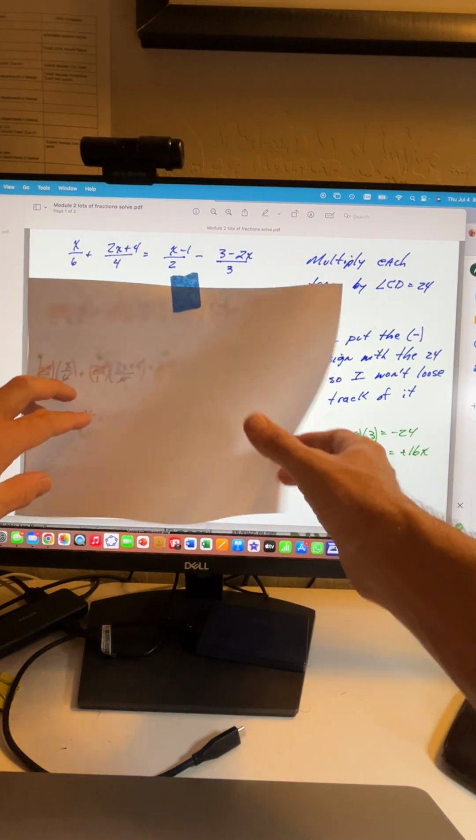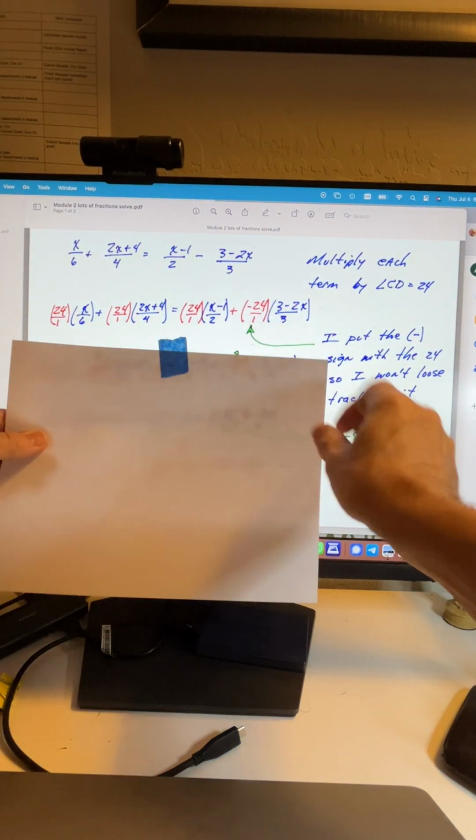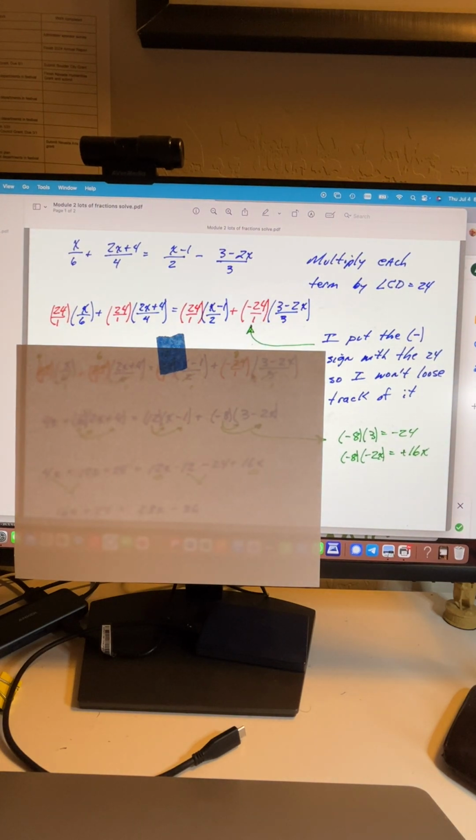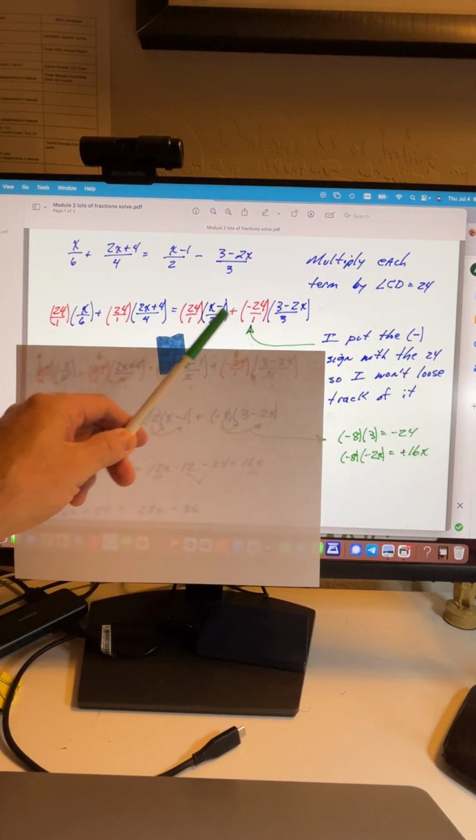So let's look at the big, long problem. Of course, I've divided everything up into only one step at a time. So there's the 24 by each term.